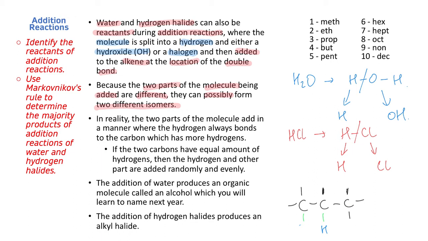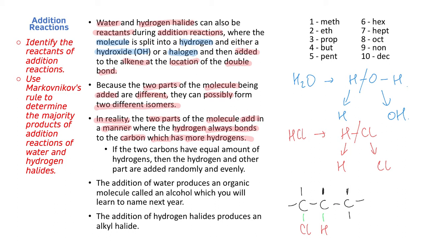If you're talking about the hydrogen halide, you can either have 2-chloropropane, or alternatively, if you swap it around, it can be 1-chloropropane. Those are the two isomers that you can create. However, in reality, the two parts of the molecule add in a manner where the hydrogen always bonds to the carbon which has more hydrogens.